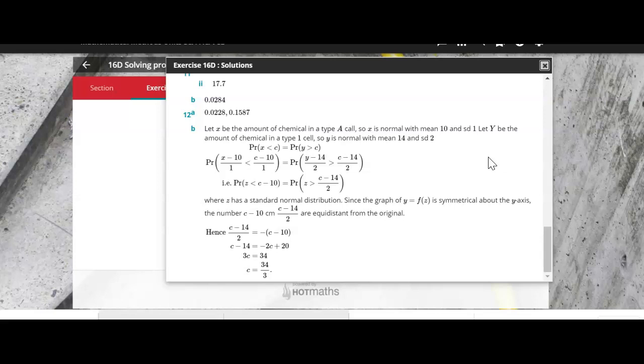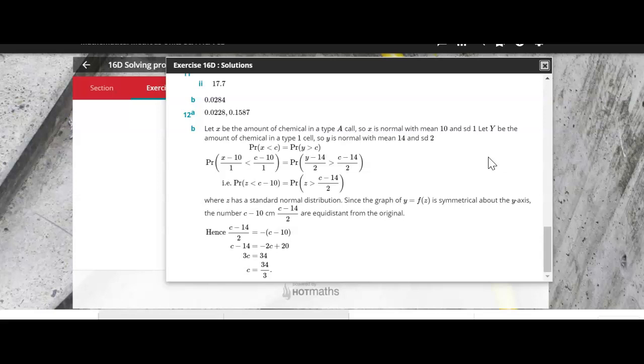Okay, so for question B, we're going to let X be the amount of chemical in a type A cell. So X is normal with mean 10 and standard deviation of 1. Remember, you were given that in the question. So type A has a mean of 10 and a standard deviation of 1. And let Y be the amount of chemical in a type B cell. So Y is normal with a mean of 14 and a standard deviation of 2.